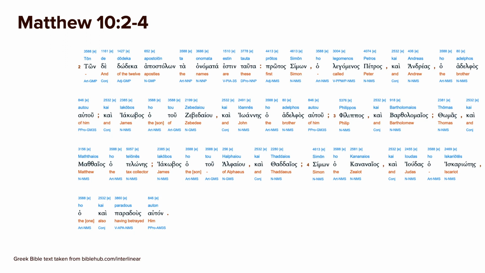Let's go ahead and read Matthew chapter 10, verses 2 through 4. Ton de dodeka apostolon ta onomata estin tauta, protos Simon, ho legomenos Petros, kai Andreas, ho adelphos autou, kai Iakobos, ho tou Zebedaiou, kai Ioannes, ho adelphos autou, Philippos, kai Bartholomaios, Thomas, kai Maththaios, ho telones, Iakobos, ho tou Alphaiou, kai Thaddaios, Simon, ho Kananaios, kai Ioudas, ho Iskariotes, ho kai paradous auton.